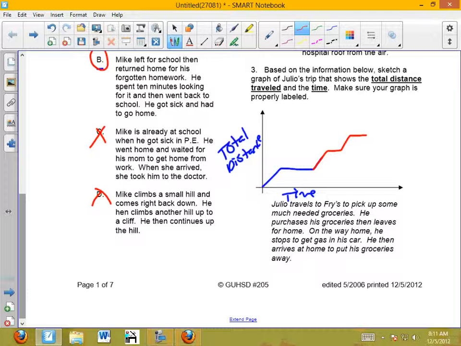There you go. Fry's, you do not have to label it like this. I'm going to say he stopped at Circle K. I don't know. And then he's back home. The point is, total distance always leaves the x-axis, never goes back towards the x-axis. Okay?